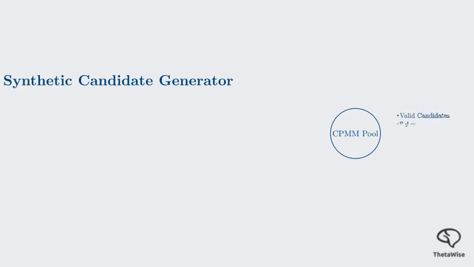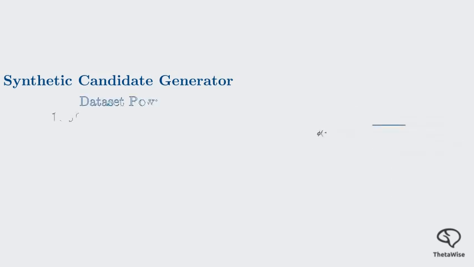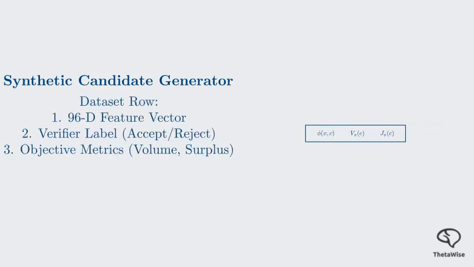To test the model, the researchers created a synthetic candidate generator that simulates a single-pool constant product market maker environment. The generator samples everything from user balances to price ratios, creating various families of candidates. Notice that it doesn't just generate good candidates, it generates many types of invalid ones, like those with negative reserves or malformed fill vectors. Every single one of these candidates is labeled by the deterministic verifier.